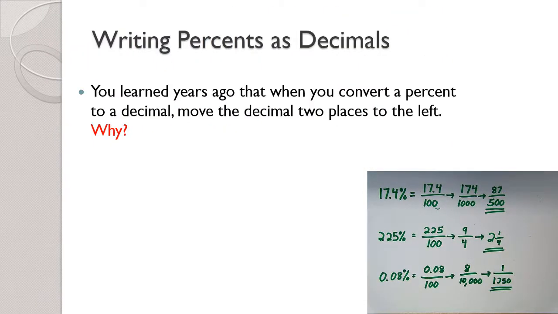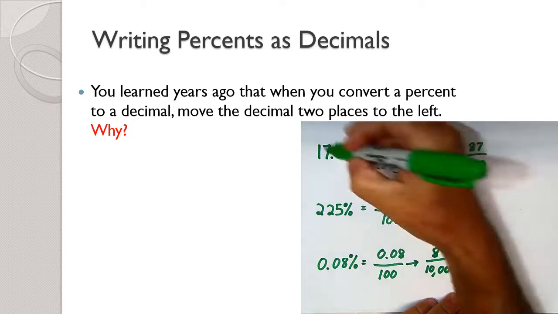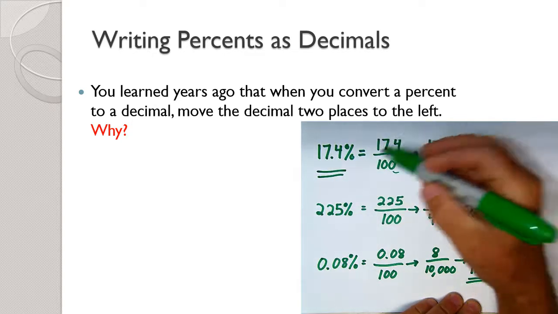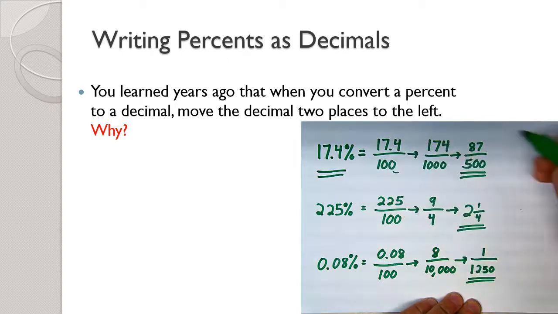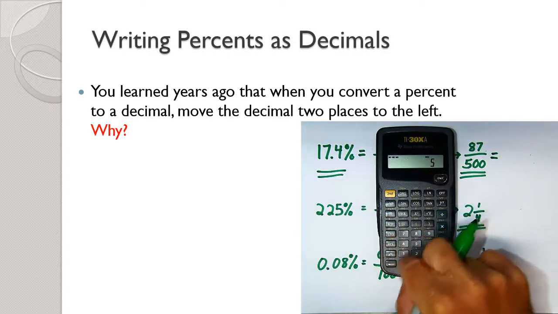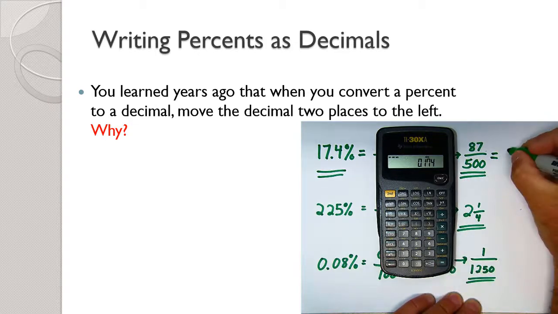Now that leads to something that you might remember from math you've had before. When you convert a percentage to a decimal, you move the decimal place 2 places to the left. Why is that? Well, let's go back and look at these examples we just did. If you take 17.4% and think about what the decimal equivalent of that is, we can find it by just taking our fraction and dividing it on a calculator. When you divide 87 by 500, which is the fraction we figured just a minute ago, you get 0.174.